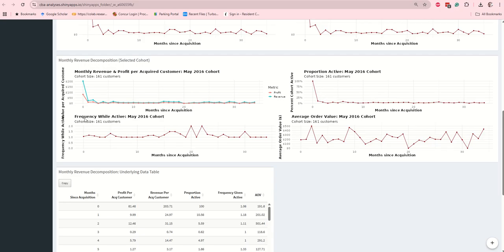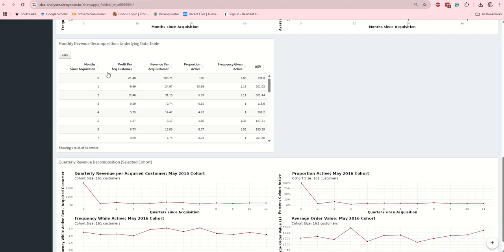There's how frequently they bought, given they were active. And then there's the amount that they spent, given that they bought. So you multiply this by this, and that gets you this in blue. That's why we say this is the monthly revenue decomposition, because we're decomposing this into the 1, 2, 3. This is the underlying tabular data, which allows you to copy it into an Excel file, if you so desired.